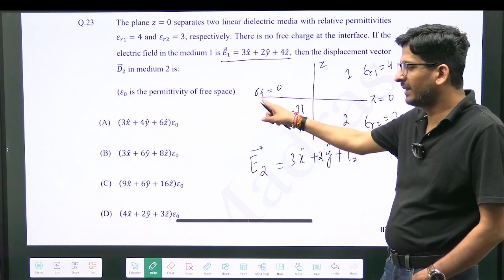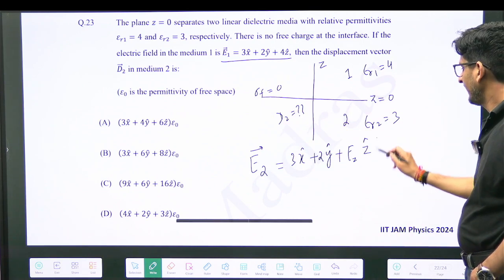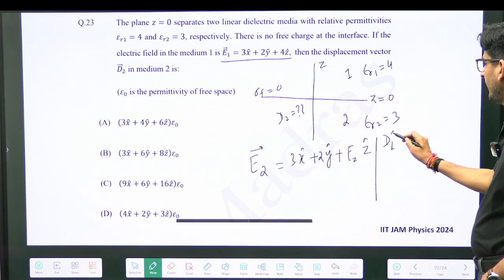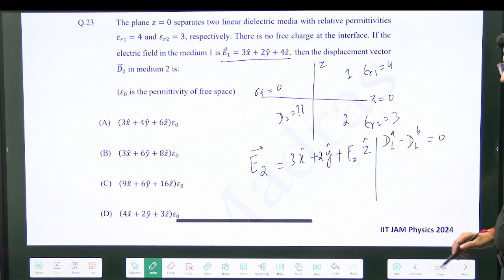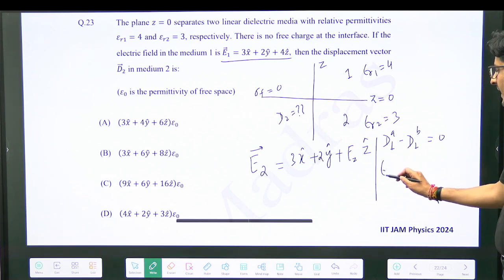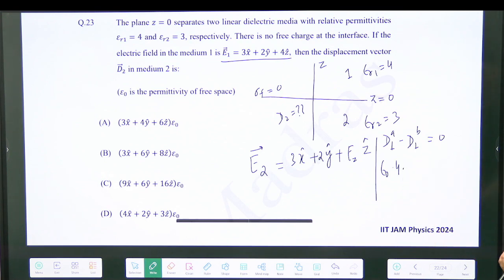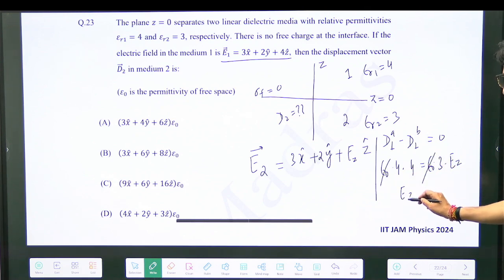And then because sigma f is 0, so I can put D perpendicular above minus D perpendicular below is equal to 0. D is epsilon E, so it will be epsilon naught 4 into E1, which is 4, is equal to epsilon naught 3 into Ez. So this cancels, Ez will become 16 by 3.